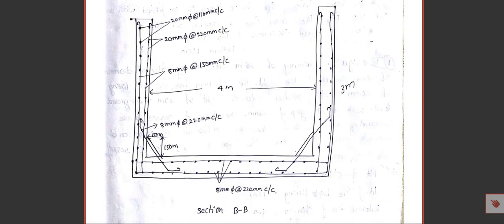Next one is section B to B, for the shorter wall. For the shorter wall also we have selected the same diameter of rod and provided the same spacing. Please go through the PDF; I'll put this PDF below this video. Distribution reinforcement will be 8 mm at the rate of 150 mm center to center, and the haunches will be 8 mm at the rate of 220 mm center to center. That's it. Thank you for watching.